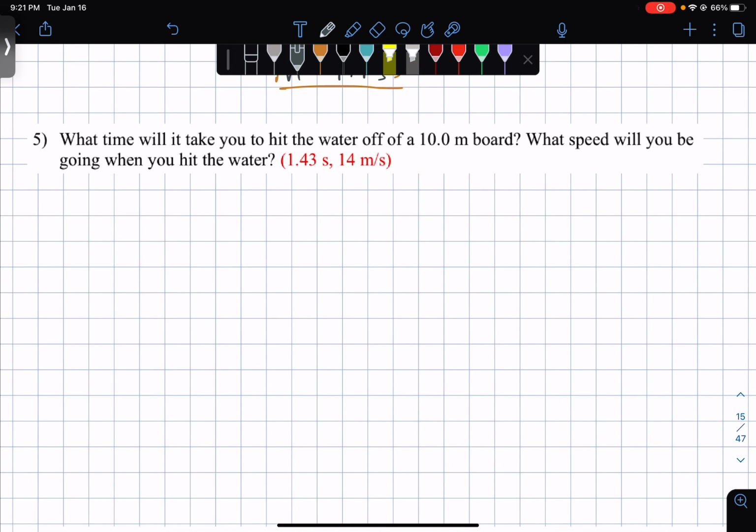What time will it take you to hit the water off a 10-meter board? Okay, I suppose this is the distance. What speed will you be going when you hit the water? So when you hit the water, that's final velocity. I believe that's the missing value. Well, before that, you have to look for the seconds. What time will it take you to hit the water? Okay.